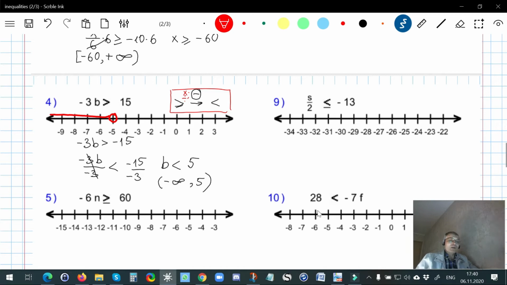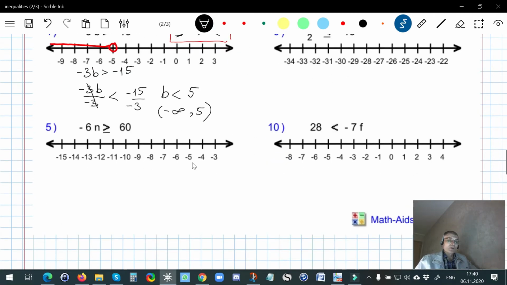Everything is fine. We're good to go to the next one. In number 5, we have the same problem. We have a negative quotient in front of n, a negative coefficient, like in IQ tests.